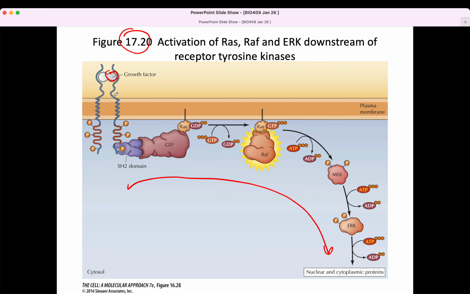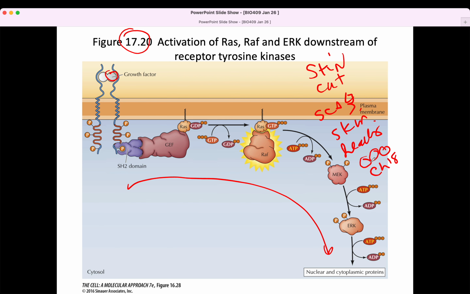So here's our example, and we're doing great. And here's our specific example. So on your skin, when you get cut under the scab, the skin is healing, and that means the cells are growing and dividing, so they're going through the cell cycle, chapter 18, and they're doing that because under the scab there's a growth factor that's stimulating this. So this is the cell membrane of skin cells, epidermal cells, under a scab, and what's happening. So all this is happening under that scab.